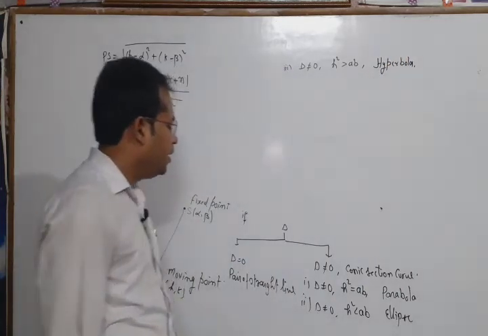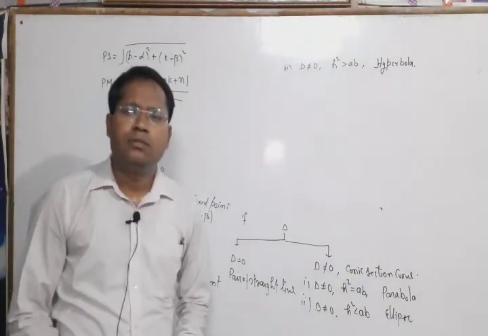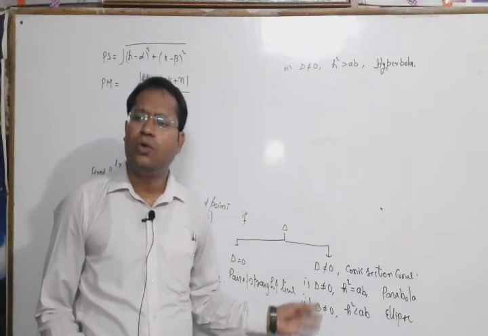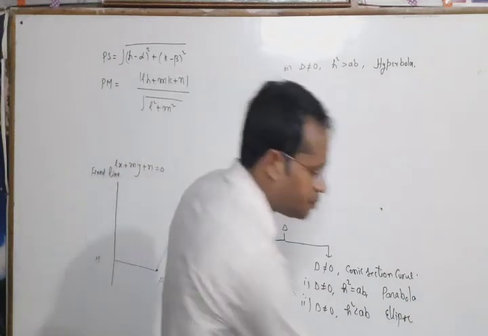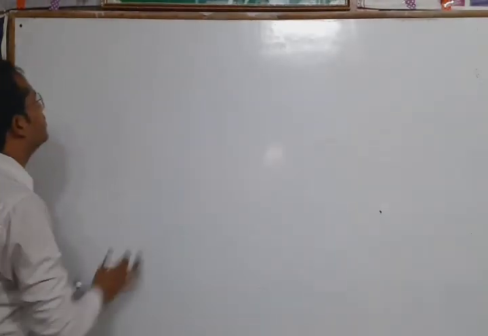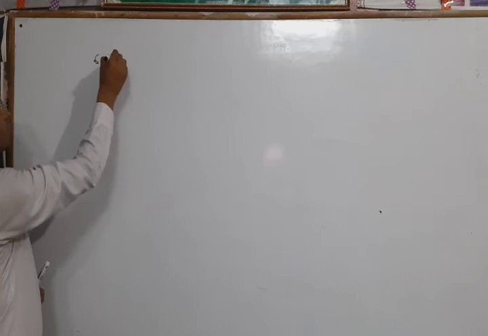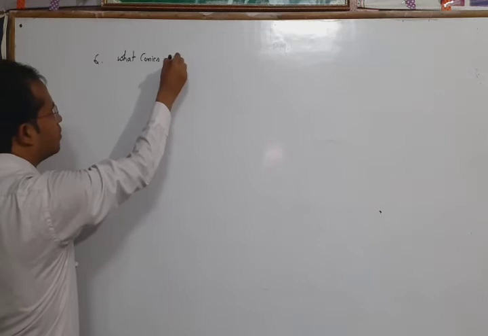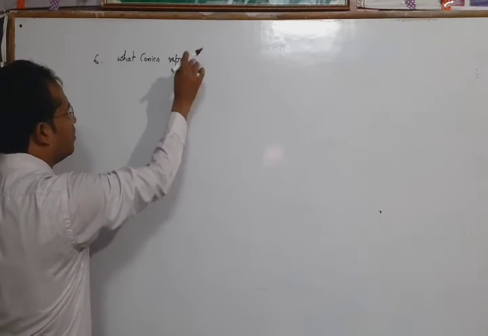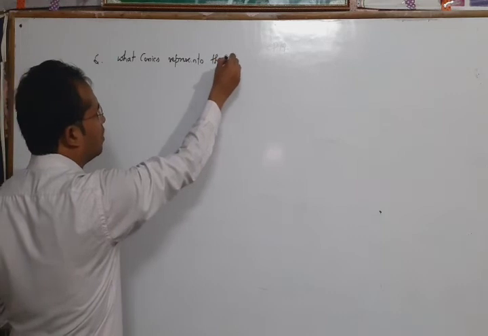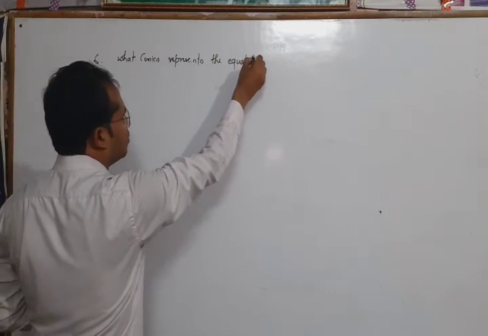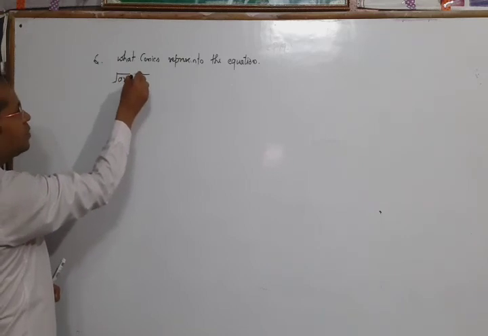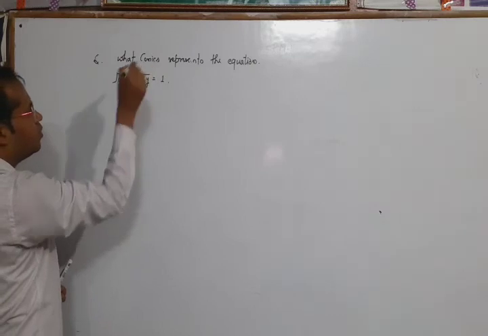According to these conditions, I have a question to describe how to use this formula. See the question: what conic does the equation under root ax plus under root by is equal to 1 represent?